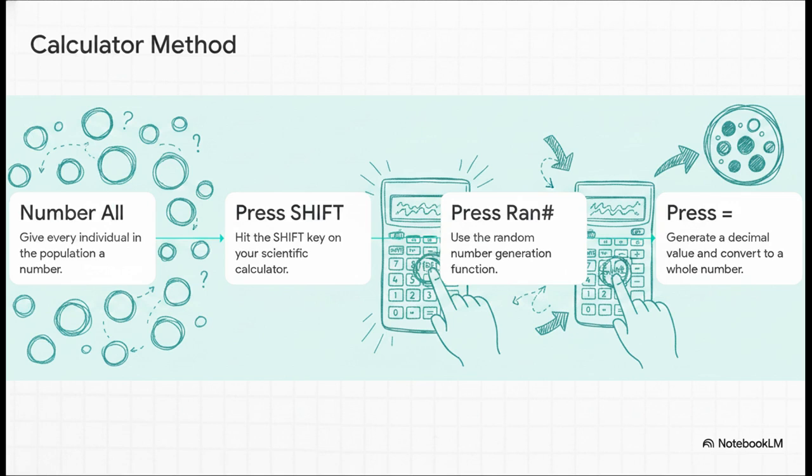First, number your population sequentially. Then, grab your scientific calculator, hit the Shift button, press the Rand key, and hit the equals sign.